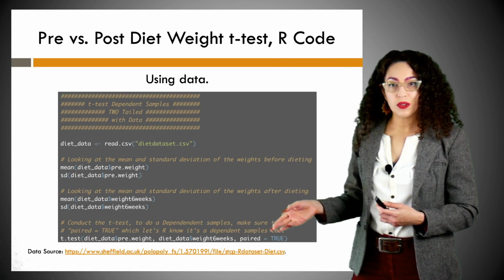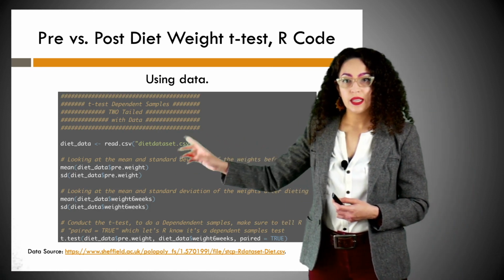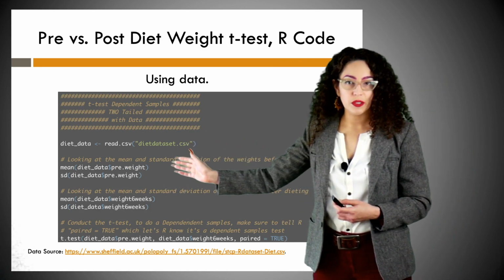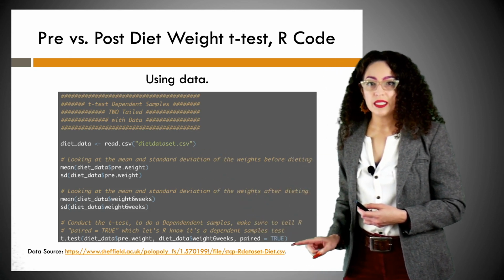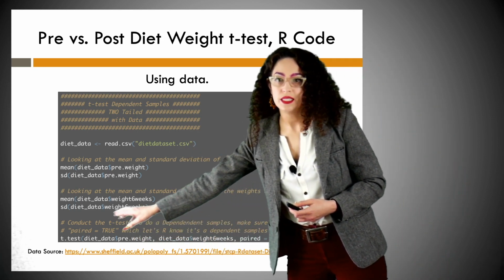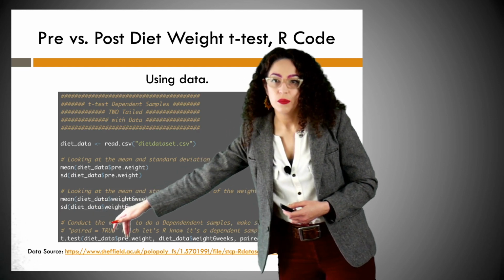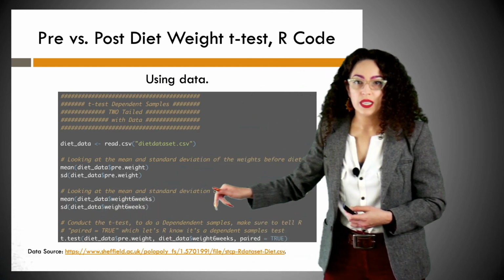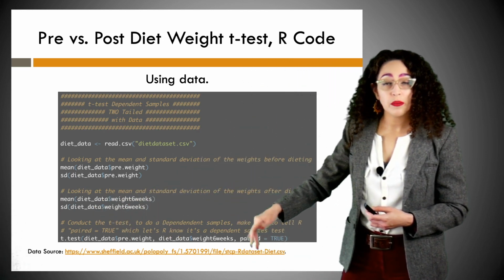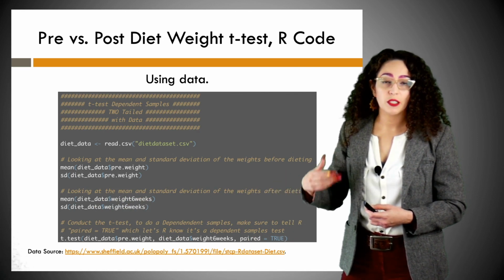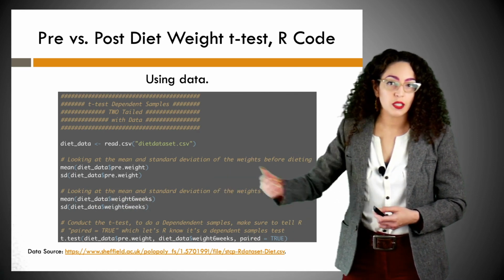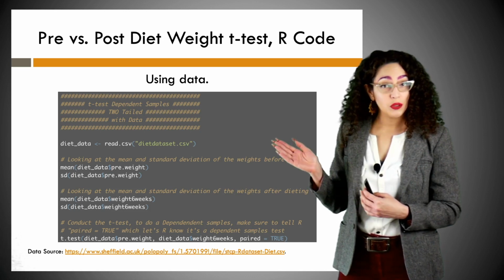And this is the full code, so this is how you would read in the data, how you can get the mean and standard deviation if you really felt so inclined, and this is how you would get the t-test, where you put in the diet pre, the diet post. We tell R that it is paired, and we don't have to say anything about our confidence level because 0.95 is the default, but you can still write it, it doesn't hurt. So that's how you do it in R.